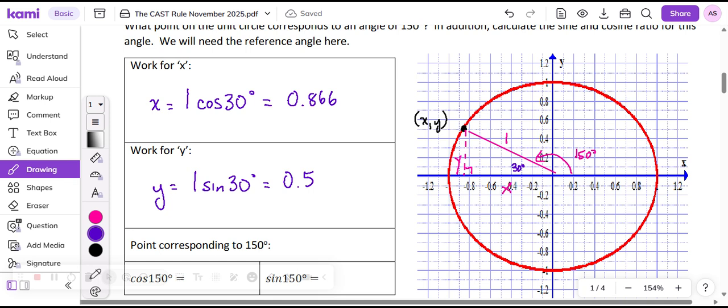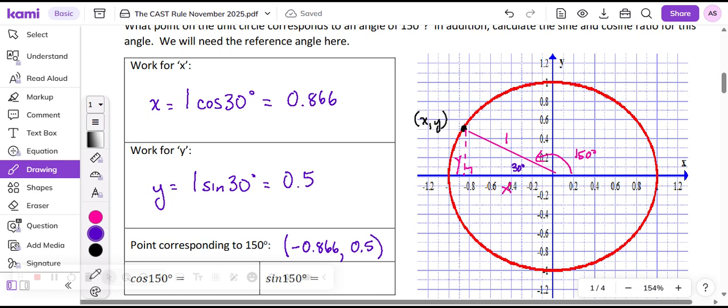So what is the point corresponding to 150? It's 0.866 units in the negative direction and 0.5 units up. So careful here, the actual point isn't going to be 0.866. It'll be negative 0.866. And the y value positive 0.5 because we go up. So we had to just be careful with the signs there, thinking about what quadrant we're in.